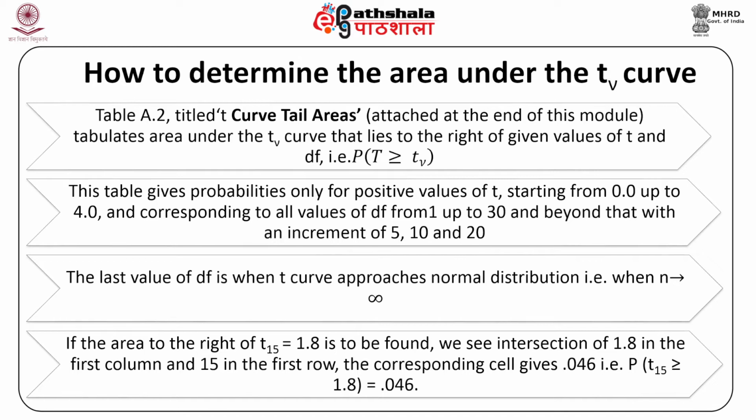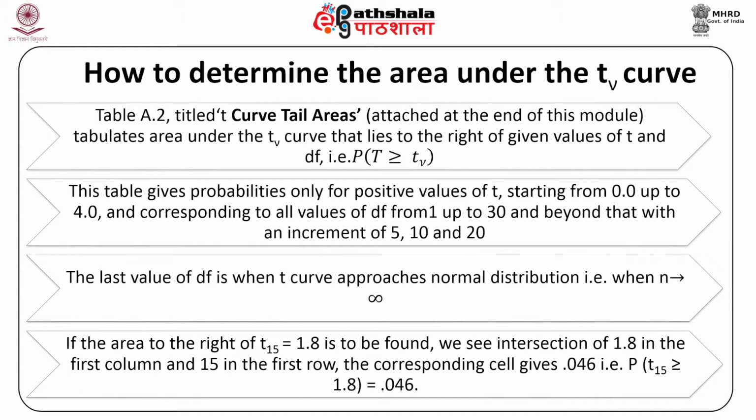Notice this table gives probabilities only for positive values of T, starting from 0.0 up to 4, and corresponding to all values of degrees of freedom from 1 up to 30, and beyond that with an increment of 5, 10, 20. The last value of degrees of freedom is when T curve approaches normal distribution, that means when n tends to be infinity. So the values in the cell corresponding to the intersection of the T value and the degree of freedom defines the probability to the right of the value of T.